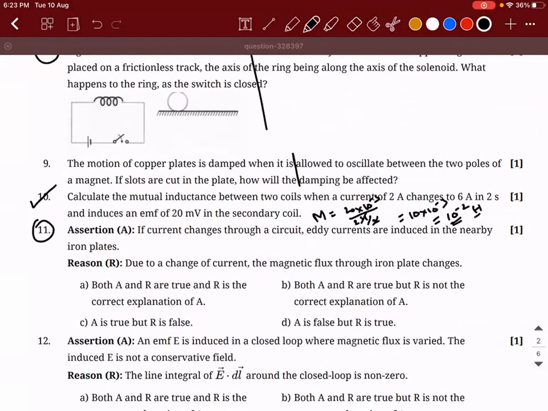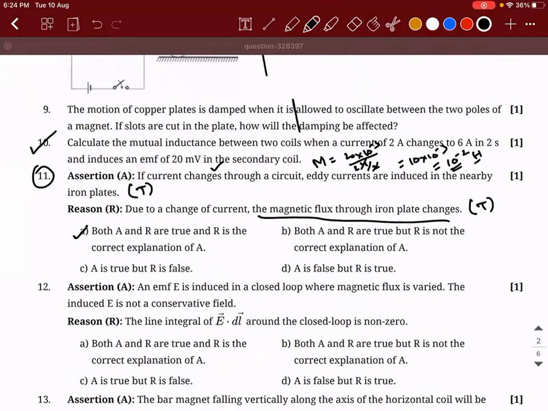So for 11th one, this is where you need to be careful. If current changes through circuit, eddy currents are induced in the nearby iron plates. Is it right or wrong? If there is a change of current taking place, then eddy currents are induced in the nearby iron plates. It is true. Due to the change in current, the magnetic flux through the iron plate changes. Is it true? Yes, it is true. So both are true. Is the reason right explanation for A? Yes, it is. Because eddy currents are getting generated only due to the change of magnetic flux through the iron plate. Okay. Yes. Understood.